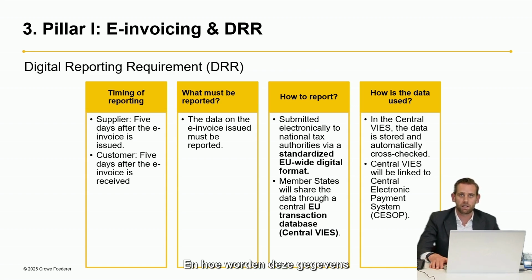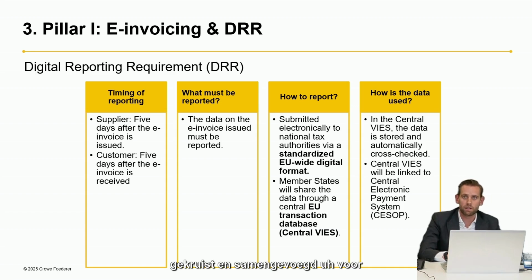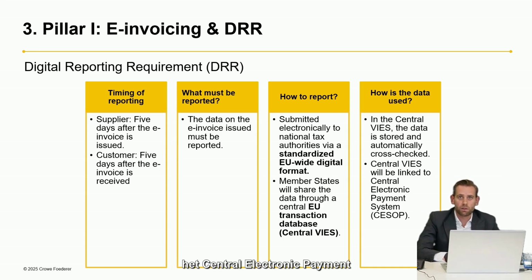And how is this data then used? This data is used by the persons that are handling this database. And this data is then automatically cross-checked and aggregated for transactions between different member states. And this will also be linked with the Central Electronic Payment System, or CESOP, whereby certain payment service providers need to collect the payment data of their customers, and the data of the DRR will be compared with the data under CESOP. And this is all to prevent VAT fraud and to reduce the VAT gap.